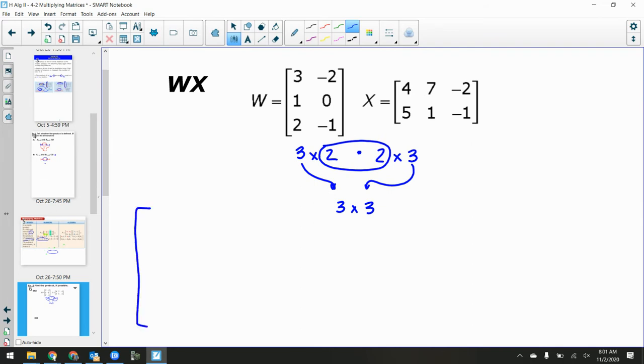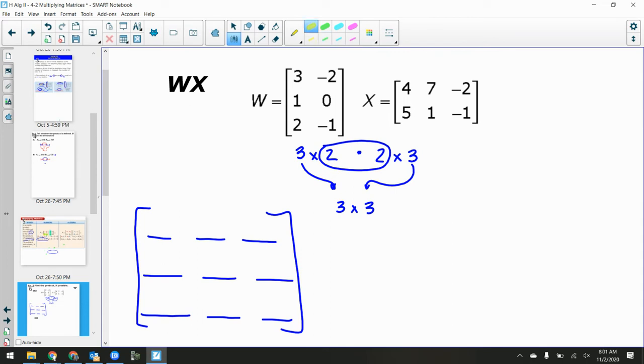I'm going to write a big blank 3 by 3. I'm going to show all the work here for this first one. What's the address of this first location, this top left one? Where's it at? 1, 1, right? Row 1, column 1. So I'm going to take row 1 and multiply it by column 1. Row out of the first, column out of the second. I'm going to multiply consecutive entries together: 3 times 4 plus negative 2 times 5.